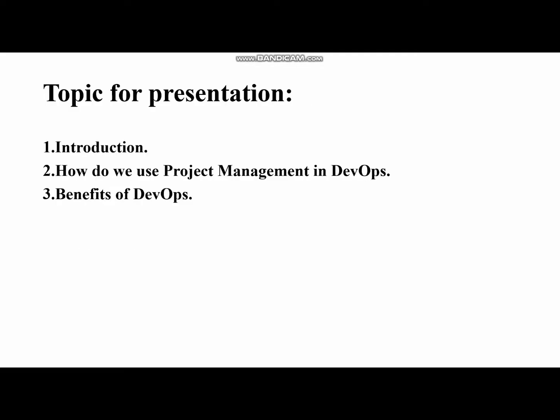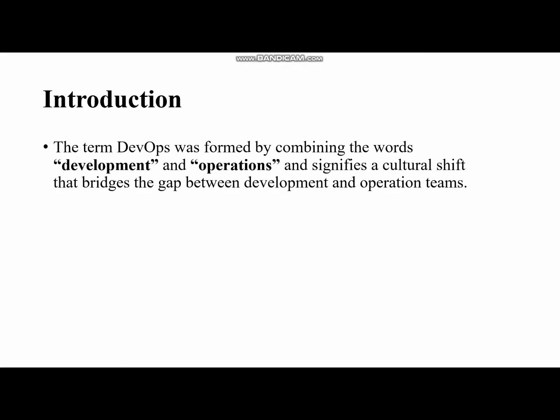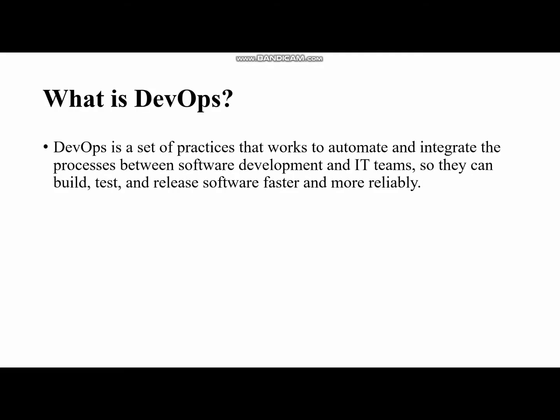The topics for the presentation: Introduction, how do we use project management in DevOps, and the benefits of DevOps. So, introduction. The term DevOps was formed by combining the words development and operation, and signifies a culture shift that bridges the gap between development and operation teams. So, what is DevOps? DevOps is a set of practices that work to automate and integrate the processes between software development and IT teams so they can build, test, and release software faster and more reliably.